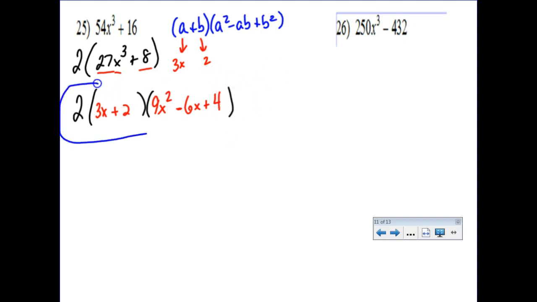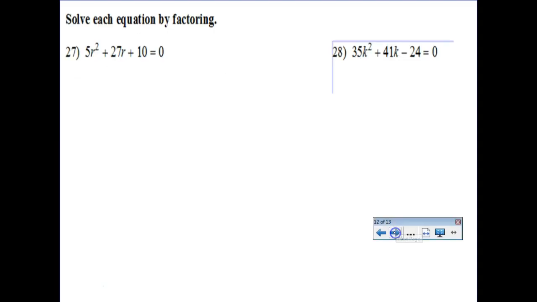So make sure that common factor that you're taking out does stay in front. And yes, you still need to know your difference and sum patterns for cubic.